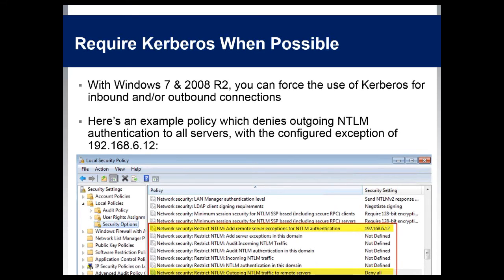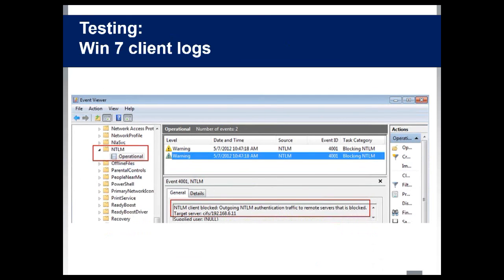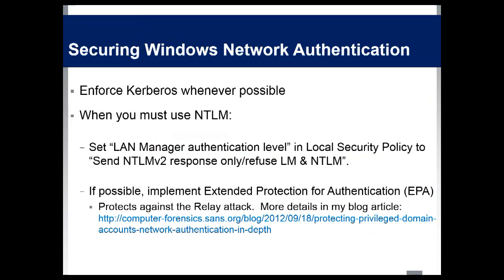So this is one way, with Windows 7 and higher, that you can lock down and enforce Kerberos and basically restrict outgoing NTLM. There are event logs here that provide information to help you troubleshoot and determine that a particular request was blocked because NTLM is not allowed. And so the takeaway is enforce Kerberos whenever possible. As I mentioned, there are times when you're going to have to use NTLM.